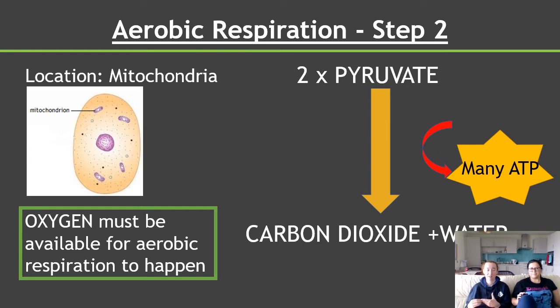You might get a question that says which stage is there more ATP being made. It's the second stage of aerobic respiration, and all of this is occurring in the mitochondria. So if you remember your definition of what a mitochondria is, it's the site of aerobic respiration. So when that oxygen is available and we're on to this step 2, that's where it's happening.